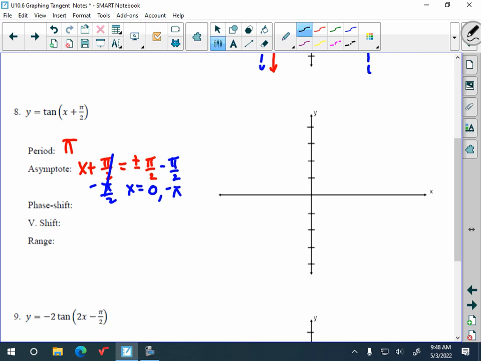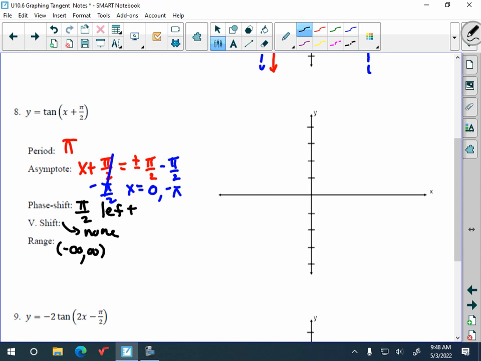All right, so this does have a phase shift. Remember C over B, so it'd be pi over 2. And because it's a plus on the inside, the opposite is minus, which means it's shifting left. We don't actually have to do the shift because the asymptotes already do the shift for us. There's no vertical shift here, so that's none. Our range, we could throw that in there now because we already know what it's going to be.